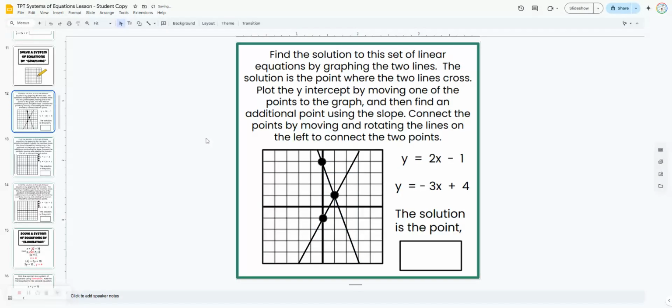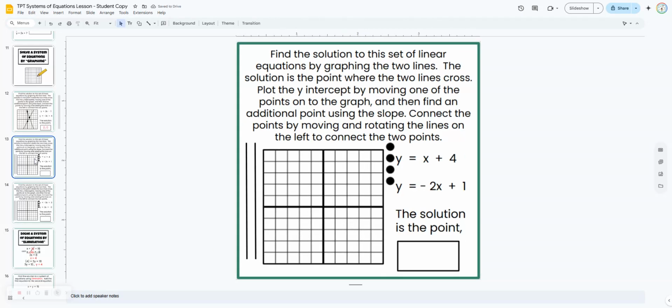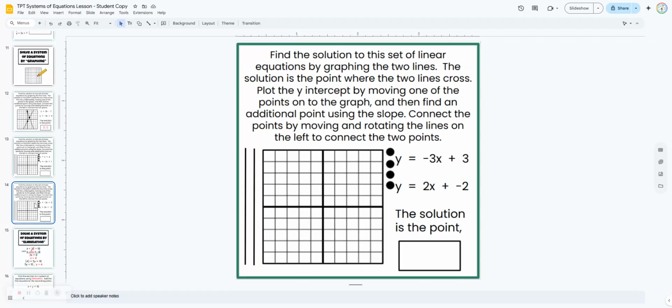Now I have my 2 lines, and you can let students have some time to practice with this till they get the hang of it. But the point where the 2 lines cross is my solution, which would be the coordinates 1, 1. They're going to do the same thing on the next 2 slides. They've got 2 new equations, movable points and movable lines, and then they type in the solution.